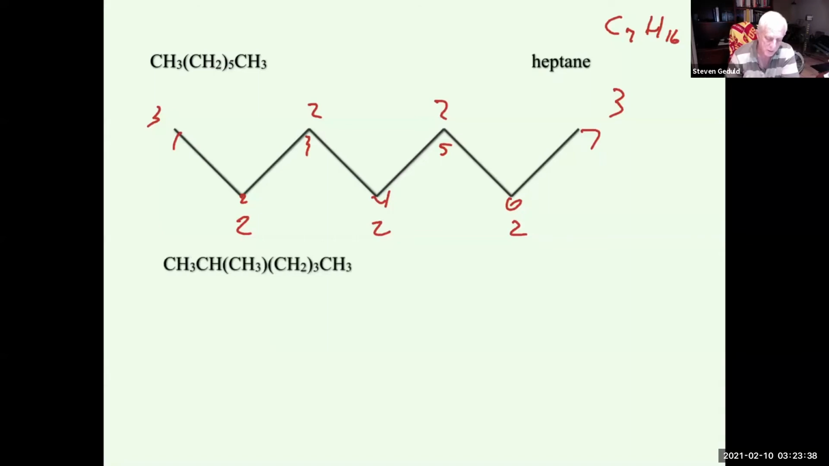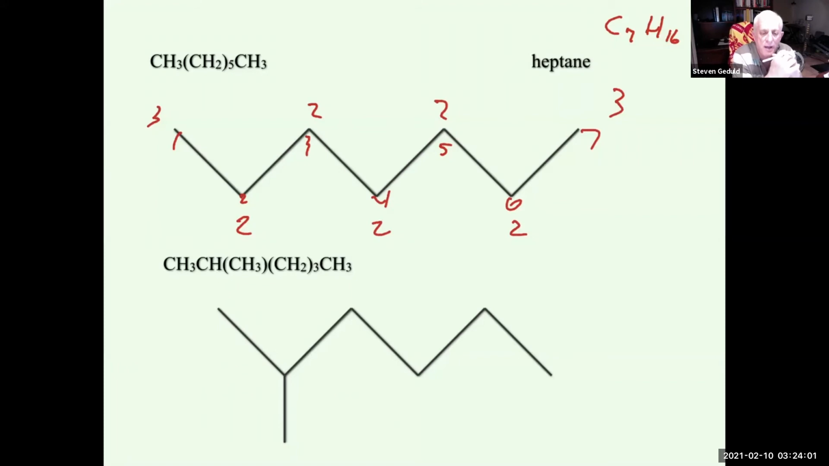Okay, the next one. We're going to put a CH3 group on there, and this is the line structure for that one. Again, we just moved the methyl group down 1, so this is a 6-carbon chain. We still have 7 carbons, 1, 2, 3, 4, 5, 6, 7, and still 16 hydrogens.